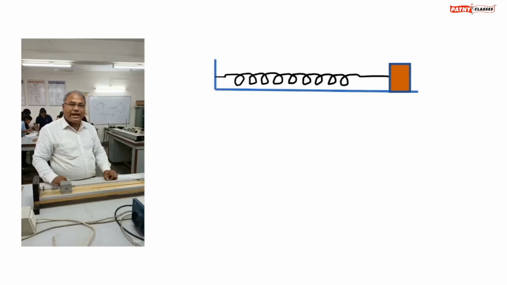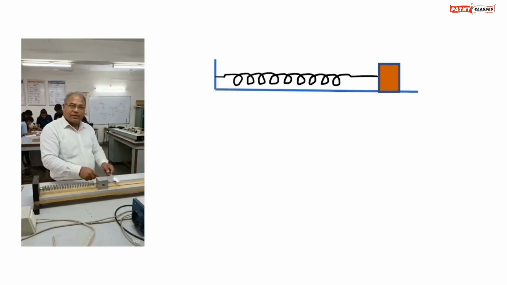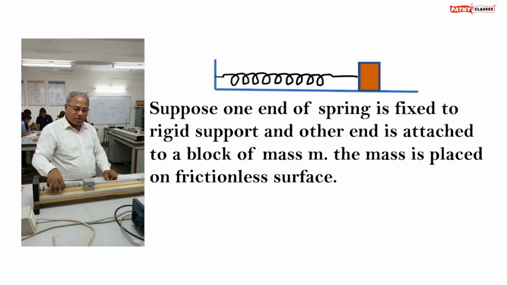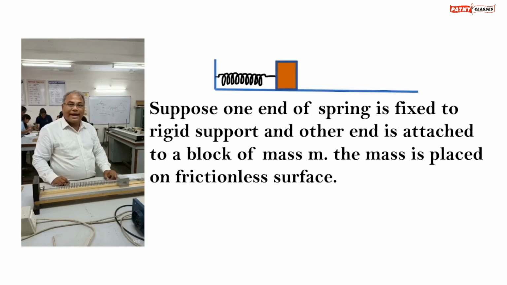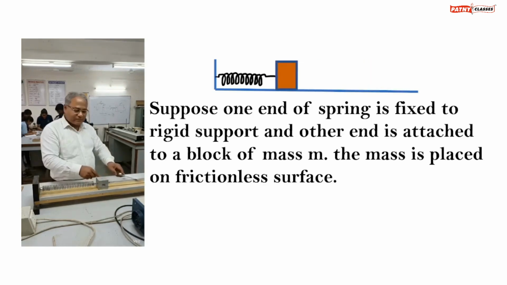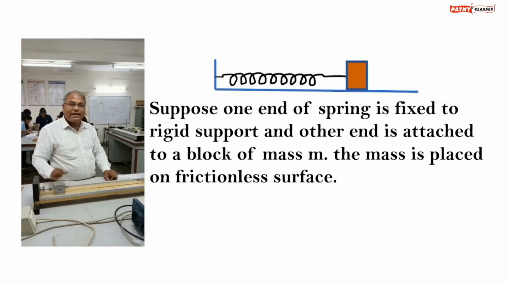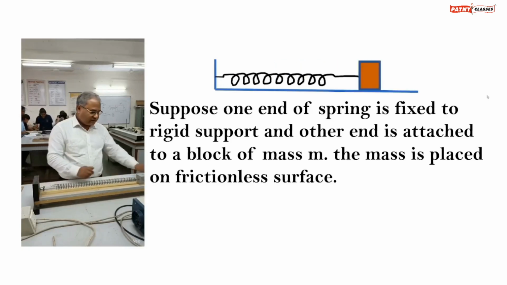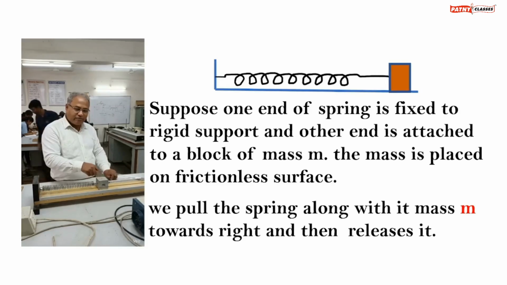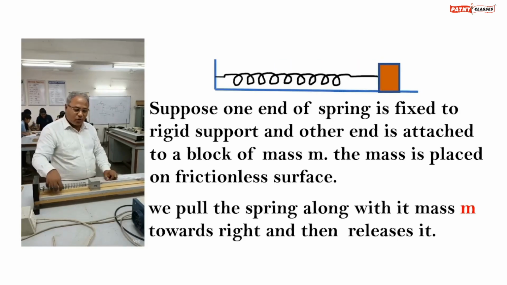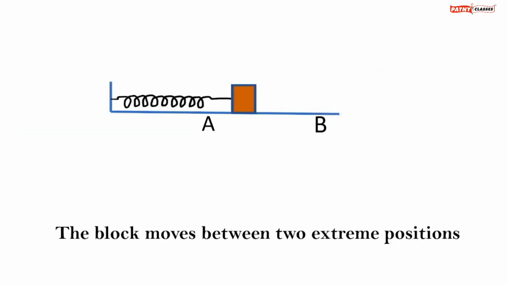Now, to understand linear simple harmonic motion, let us perform a simple experiment. Suppose one end of a spring is fixed to a rigid support and the other end is attached to a block of mass m. The mass is placed on a frictionless surface. If we pull the spring along with its mass m towards the right and then release it, after releasing, the block starts moving in a to and fro motion.